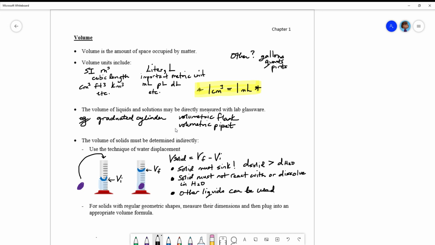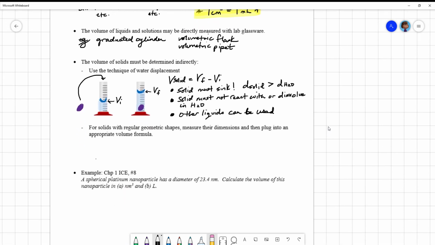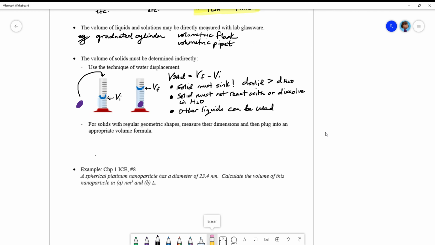Okay. Now, this technique of water displacement, as long as the caveats are met, will work to help us determine the volume of any solid. However, if we are lucky enough to have a solid that has a regular geometric shape, another way to get its volume is to simply measure its dimensions and then plug those measurements into an appropriate volume formula. For example, if we wanted the volume of a cube, which has all equal length sides, the volume of a cube is given by length cubed.